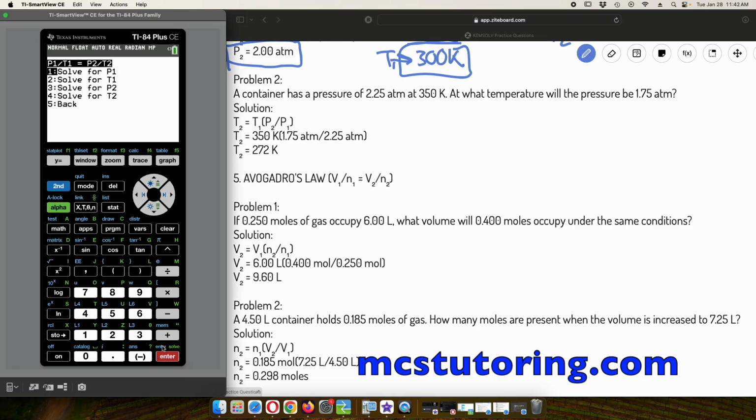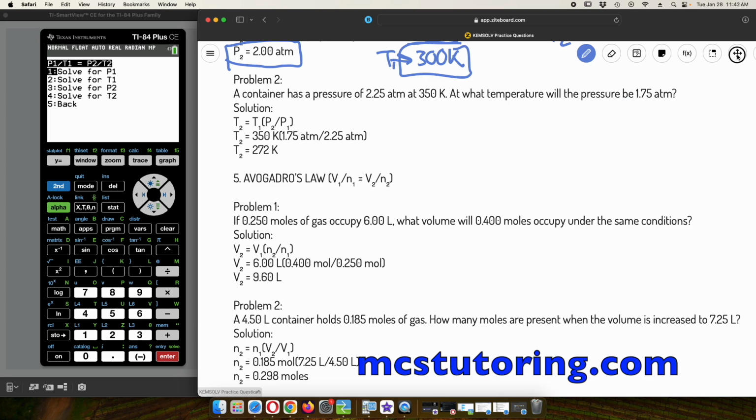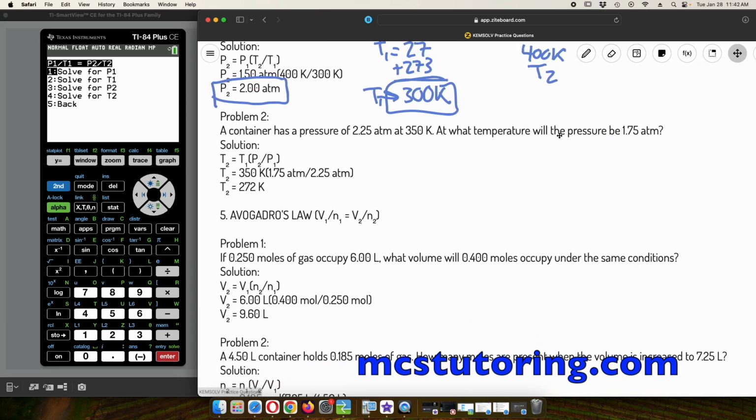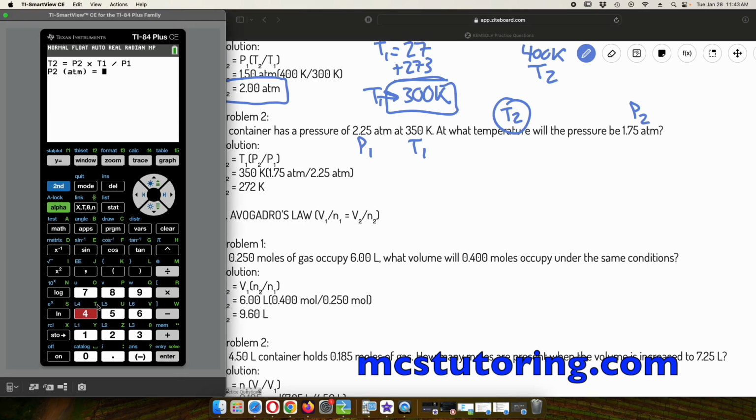This is good. Again, we're on Gay-Lussac's law. And then, let's see, pressure of this many atm. So P1 is 2.25, T1 is 350 K. What temperature? So T2 is the unknown. Will the pressure be 1.75 atm? So that's P2. We're going to solve for T2. And then what is the P2?